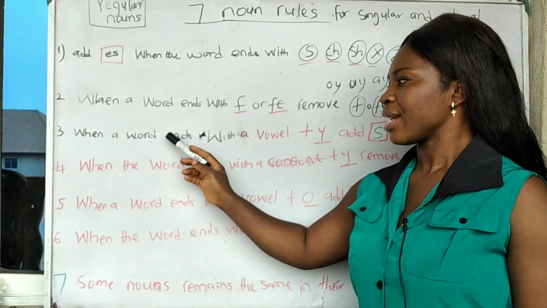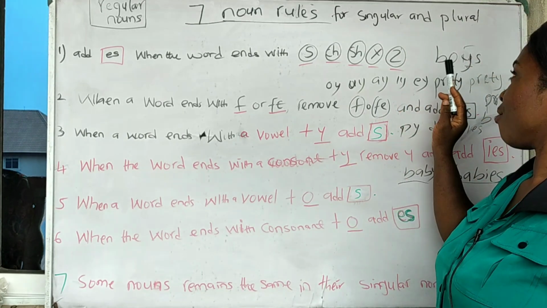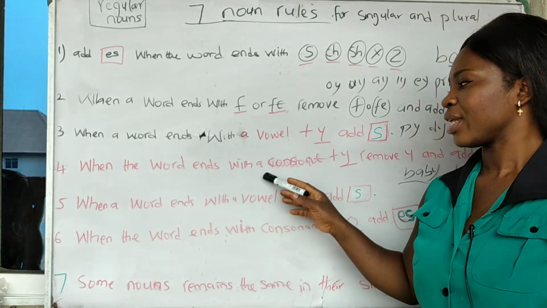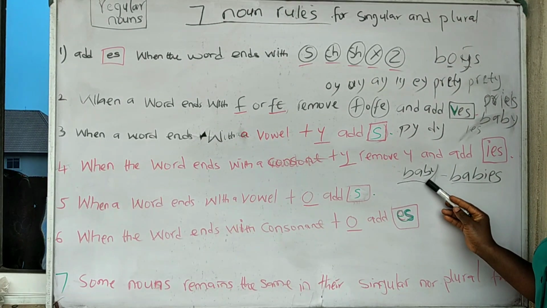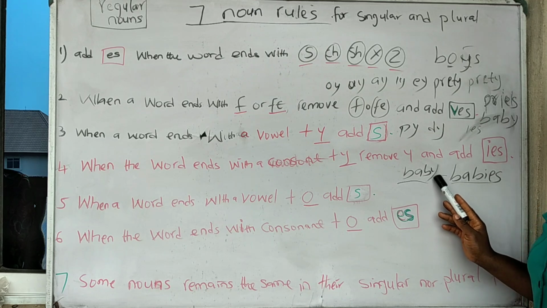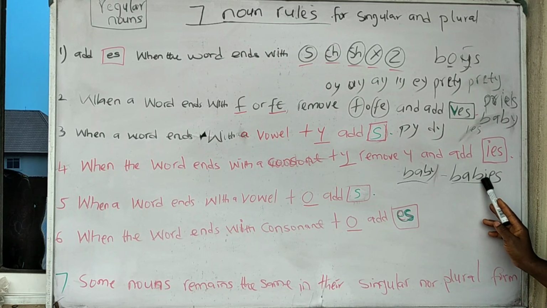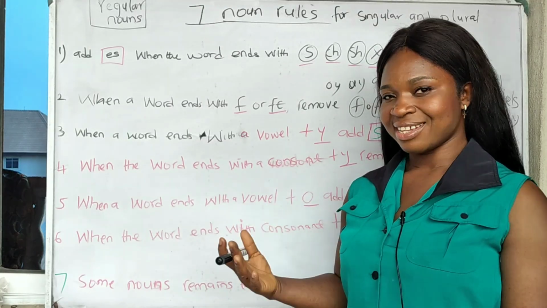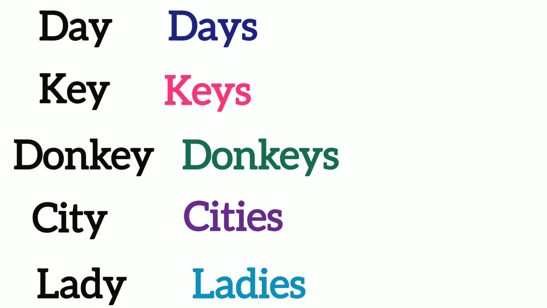We have when a word ends with a vowel plus Y, a vowel, this is vowel plus Y, you should just add S. And when the word ends with a consonant, this is the consonant, B is a consonant, plus Y, you should remove the Y. That is what we did here. You replace it with I and add ES. That is the rule number 4. And we have the following examples. We have day, days, key, keys, donkey, donkeys, city, cities, lady, ladies.